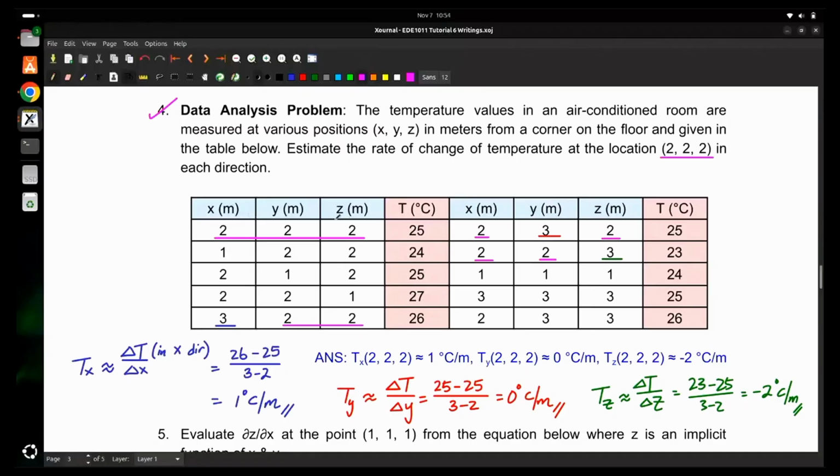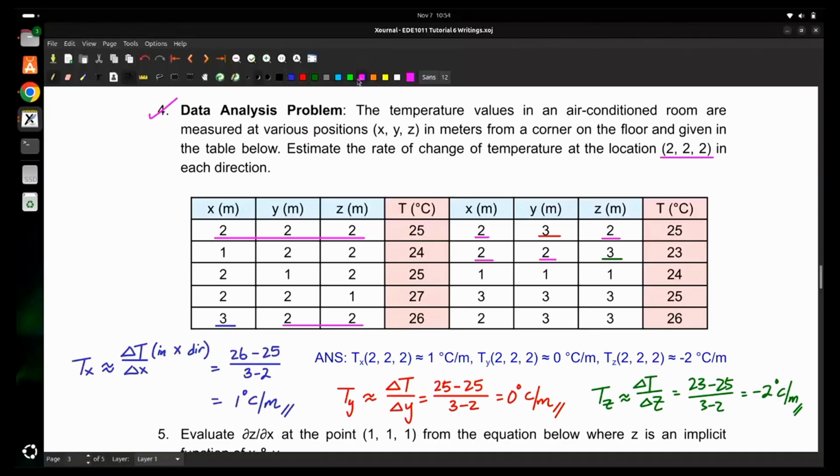Okay, then there's another school of thought that is called central difference. Central difference means, to find the gradient at 2, 2, 2, I must step from 1 over to 3. I can step from 1 to 3. So that means I straddle over 2. So it's called central difference. Okay?